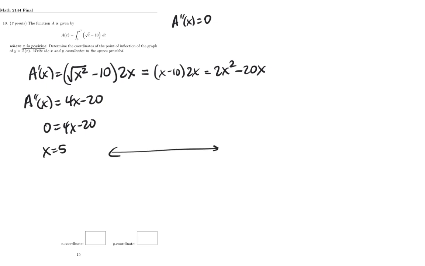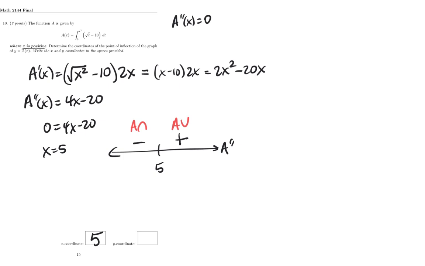So I want to check on either side to see if a double prime is positive or negative. So for numbers bigger than 5, 4 times that number minus 20 would be positive. For a number smaller than 5, 4 times a number smaller than 5 minus 20 would be negative. So I know that on this region, a is concave up, and on this region, a is concave down. And so 5 is a point of inflection, so that is the x coordinate.